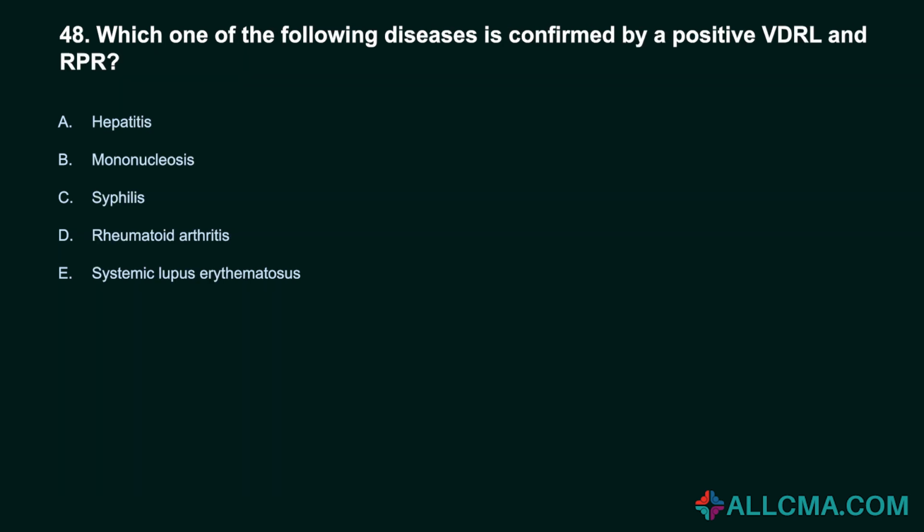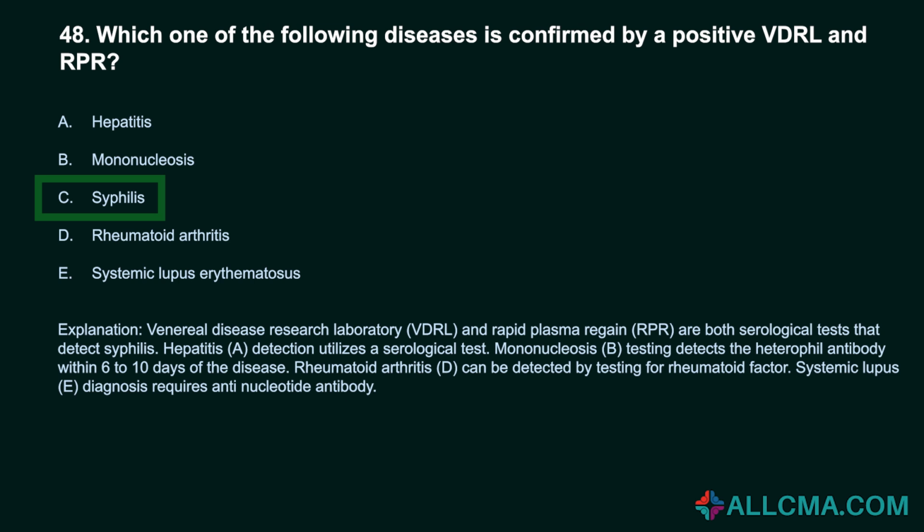48. Which one of the following diseases is confirmed by a positive VDRL and RPR? A. Hepatitis. B. Mononucleosis. C. Syphilis. D. Rheumatoid arthritis. E. Systemic lupus erythematosus. Correct answer, C. Syphilis. Venereal Disease Research Laboratory, VDRL, and Rapid Plasma Reagin, RPR, are both serological tests that detect syphilis.